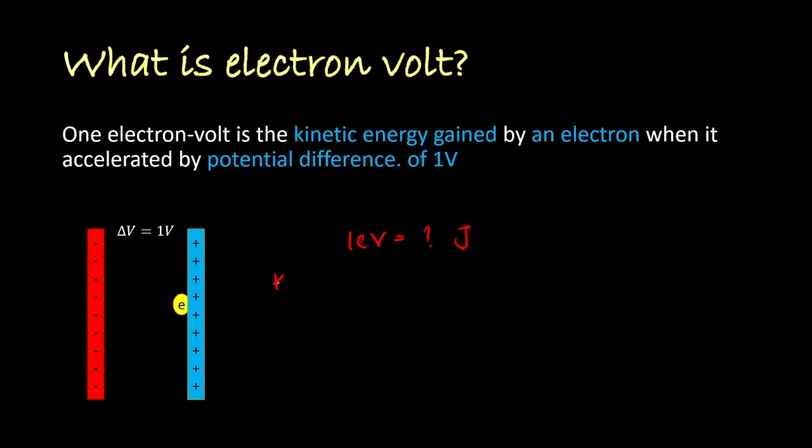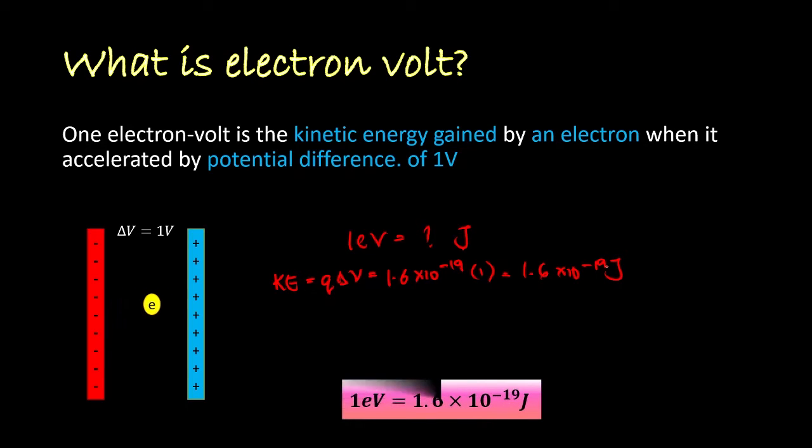We know that the KE gained by an electron moving from the negative plate to the positive plate with a potential difference equal to 1 volt can be calculated by this equation: Q delta V. Q is the electron charge, which is 1.6 times 10 to the power of negative 19, and the potential difference is 1 volt. So 1 eV is equivalent to 1.6 times 10 to the power of negative 19 joule.